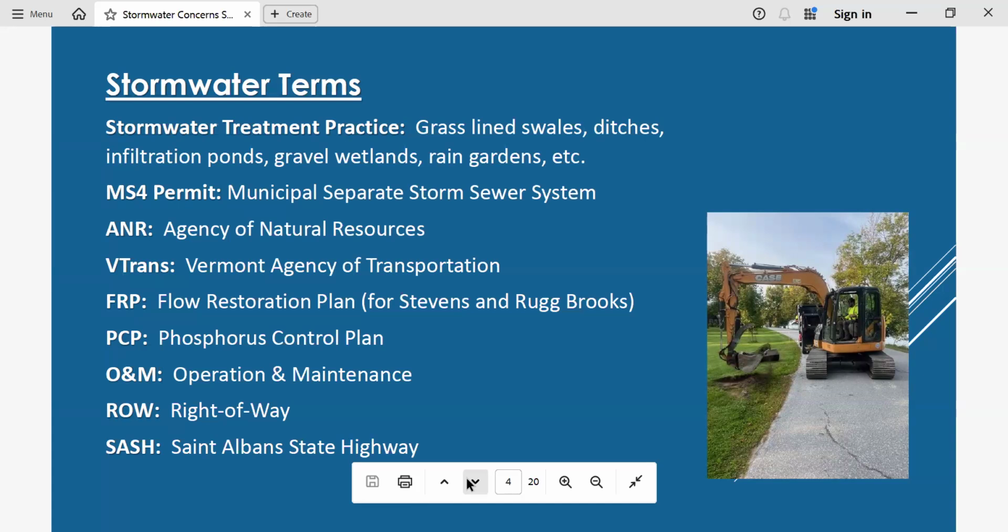And then the SASH is called, that's the St. Albans State Highway. That's the connector road from exit 19 down to Route 7, essentially. VTrans owns and maintains that road, but it is a source of stormwater that causes problems in the area. So there's several projects, and I'm going to go through some of the projects that we're working on.